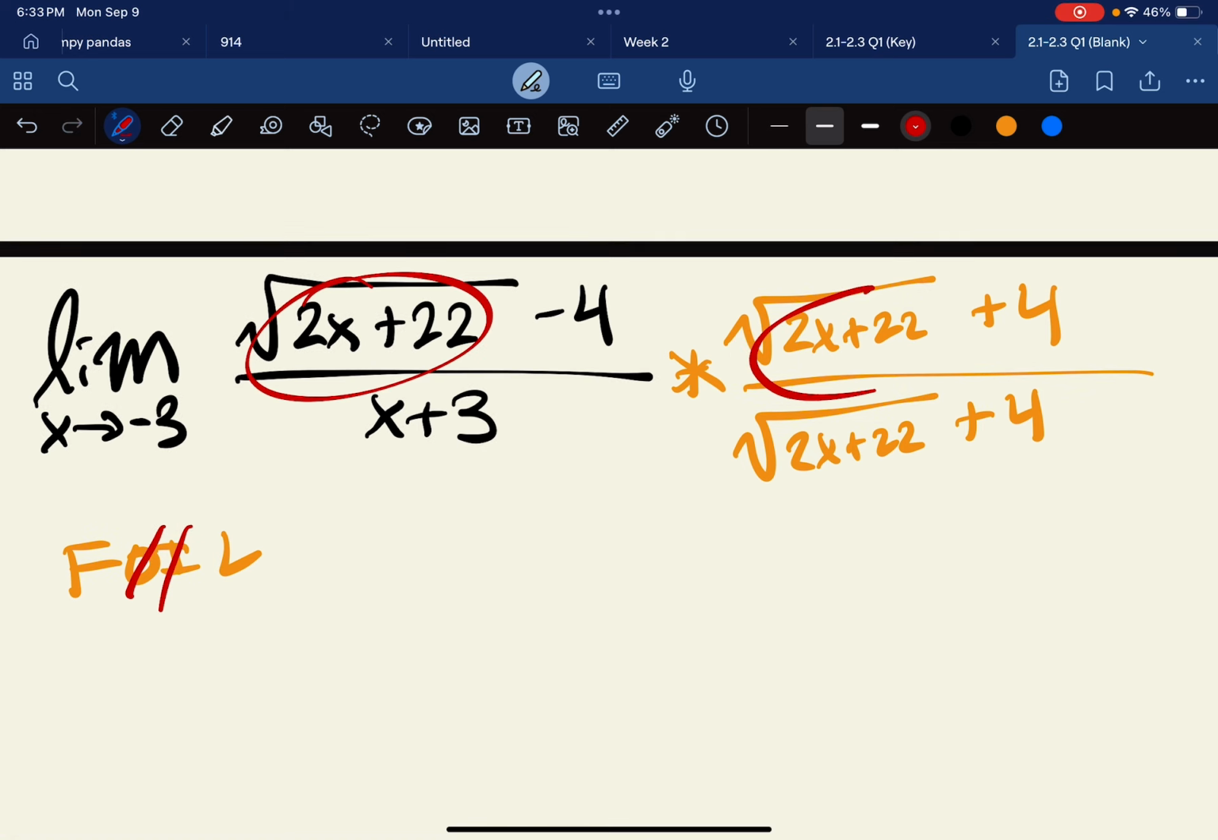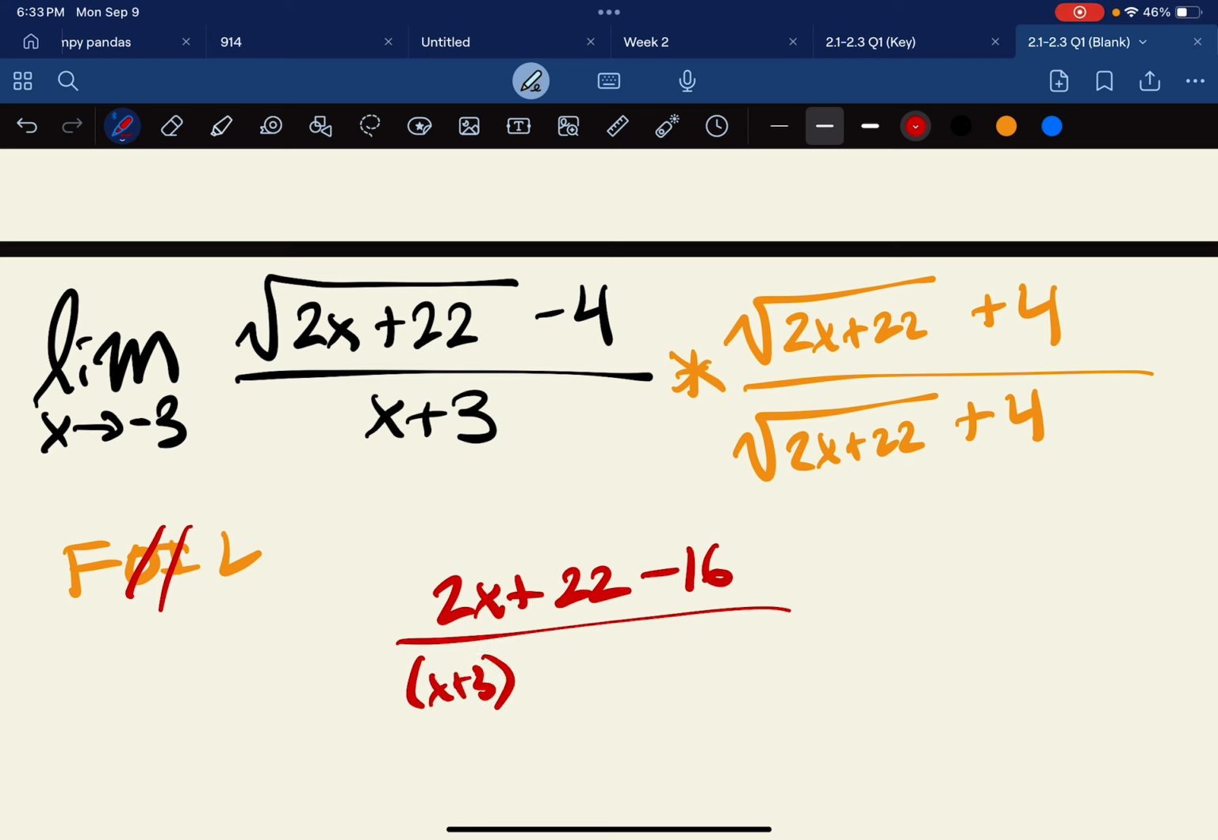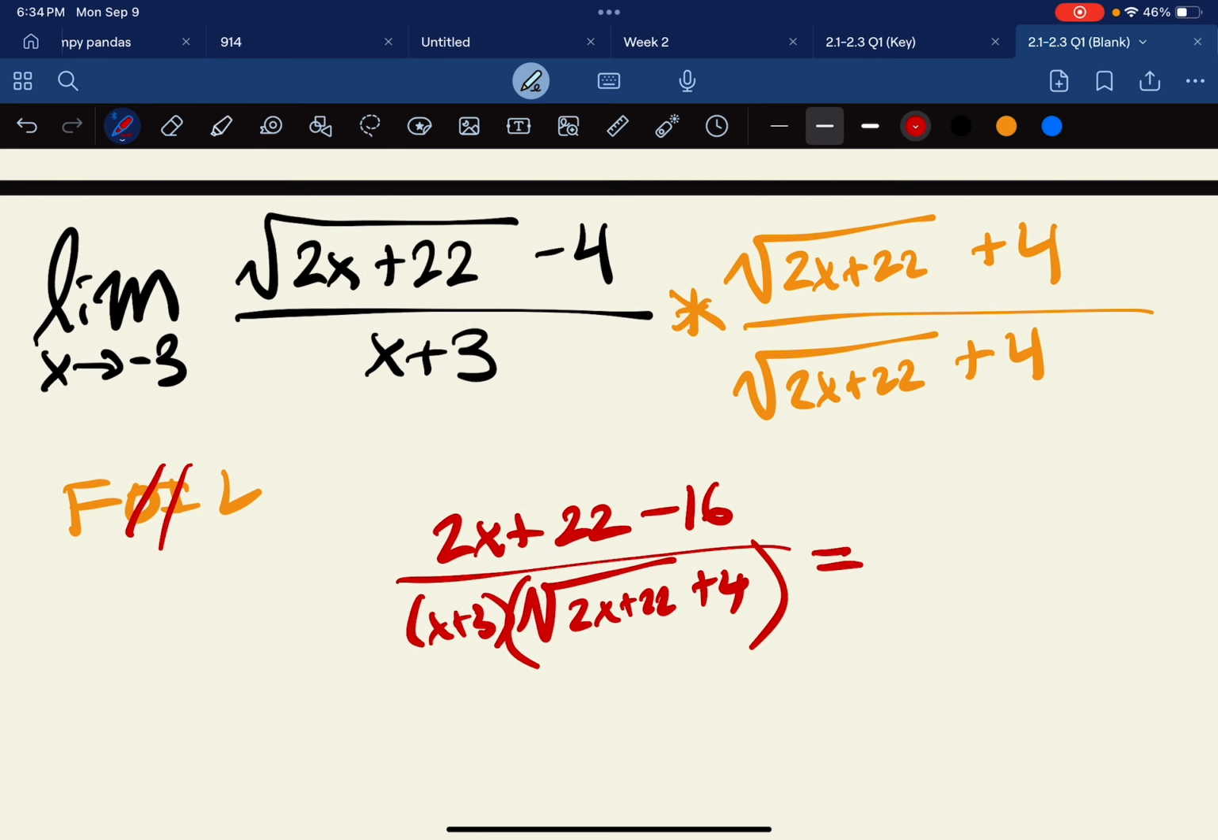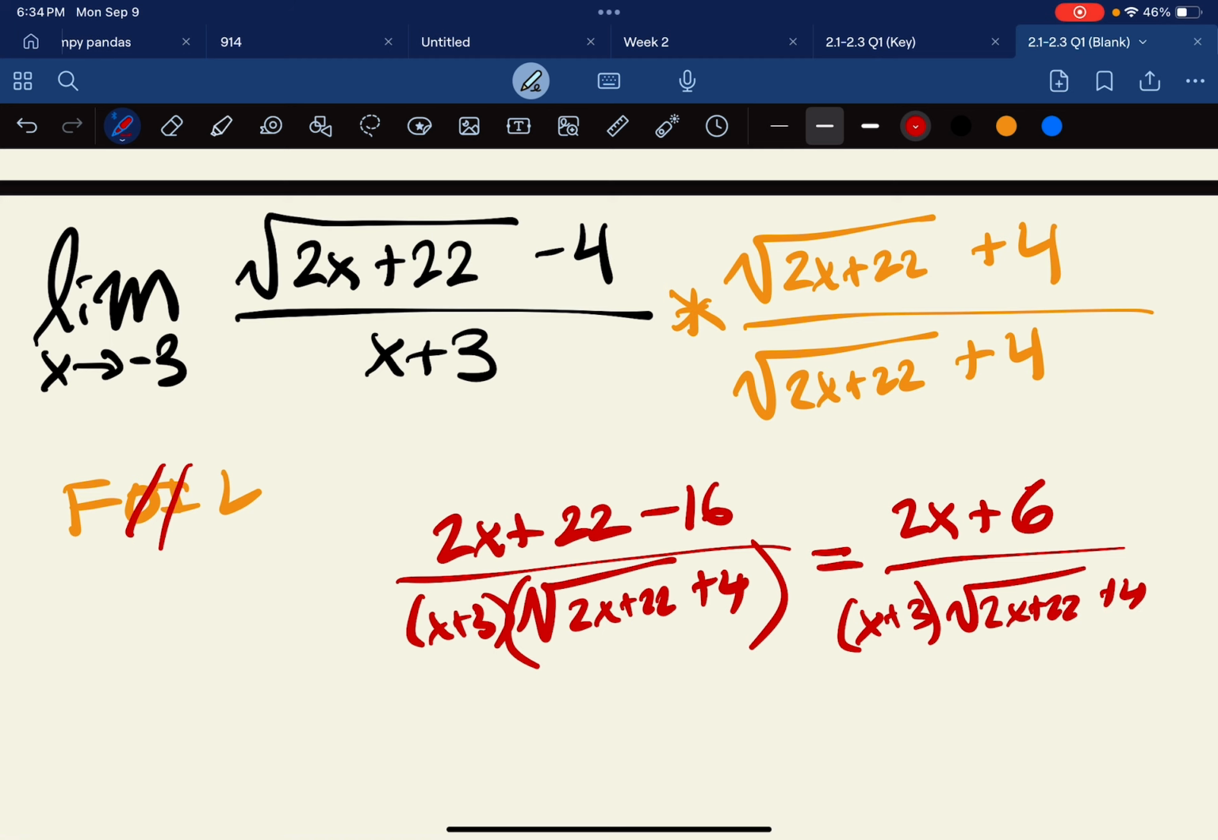The first two terms multiplied by each other, well, that's just the same thing under the square root times the same thing under the square root. So that just gets rid of the square root. And then the last, that's just negative 4 times positive 4. That's negative 16, right? So then we leave our denominator in this unfactored form for now. And then we can simplify this numerator: 2x, then 22 minus 16 will be 6, so x plus 6, divided by x plus 3 times the square root of 2x plus 22 plus 4.